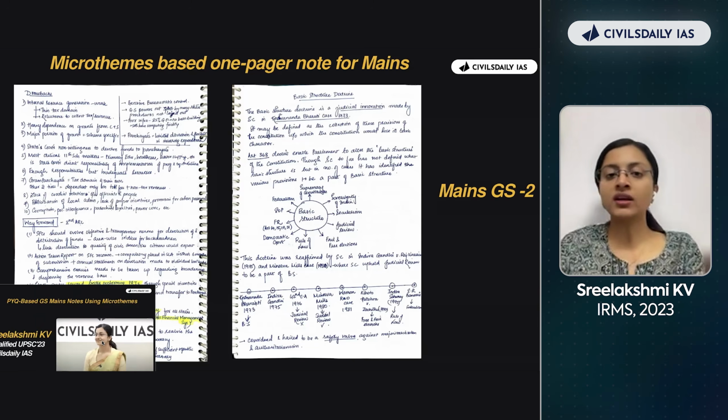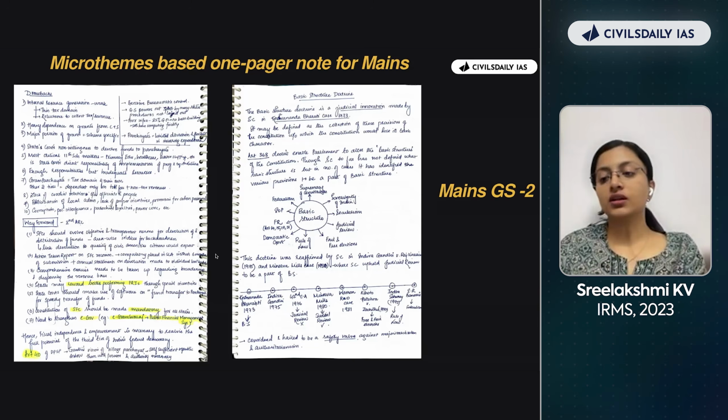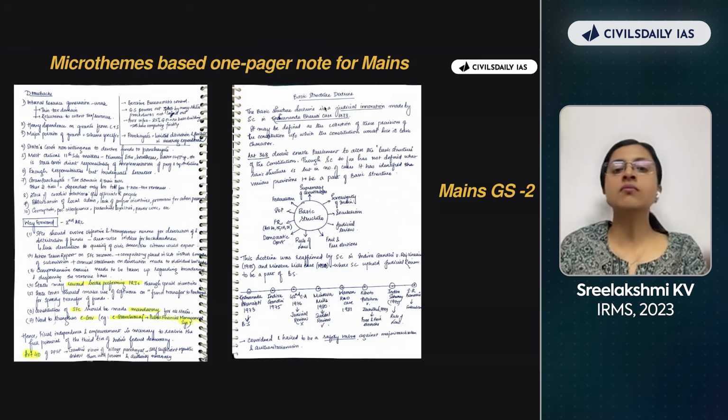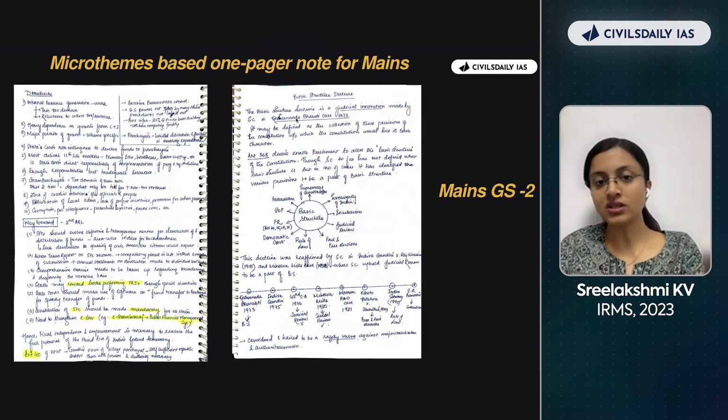So this way you can try including the articles, and it gives a very good impact as well, right? Basic structure doctrine, another important micro theme. I have introduced it and added an article as well. Different types of basic structure that have been identified. It's a judicial innovation, right?